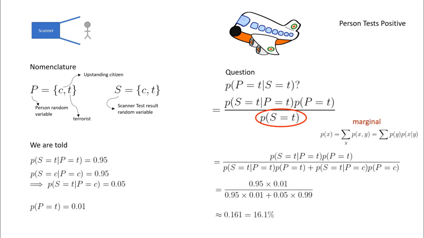you will get 0.161. So the answer is, if the scanner says this person is a terrorist, there is actually only a 16.1% chance that they are a terrorist, which does seem quite counterintuitive, but that is why probability is important. That is that for this time.